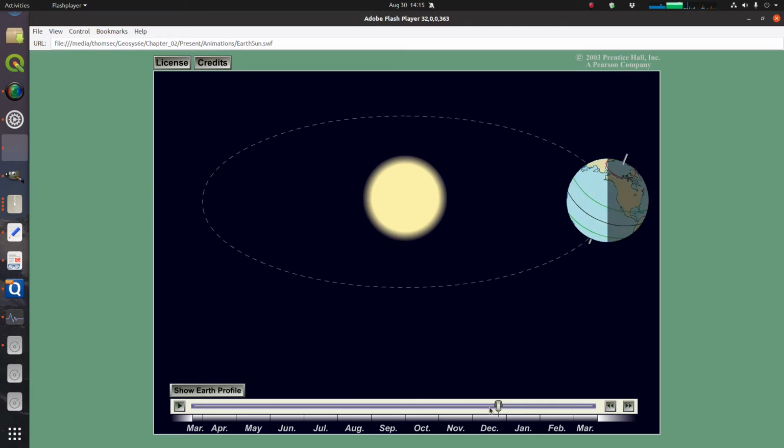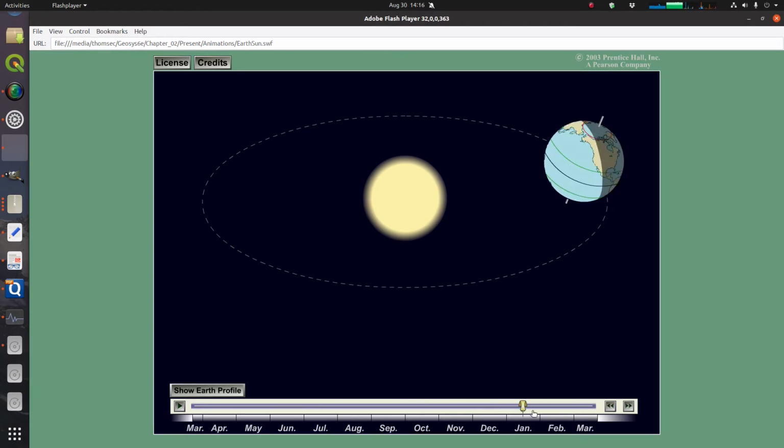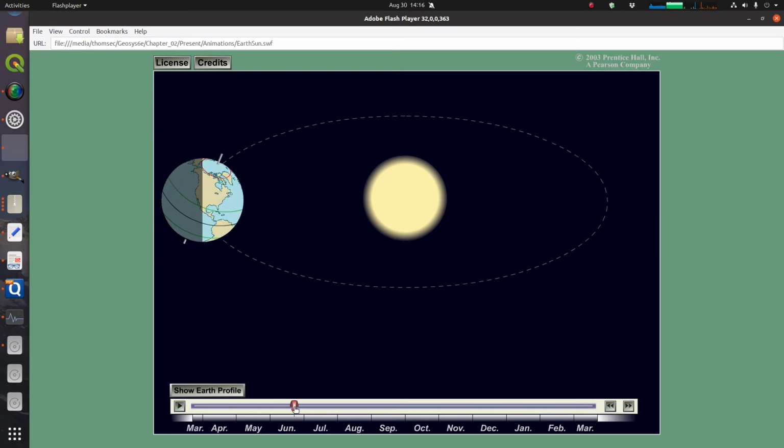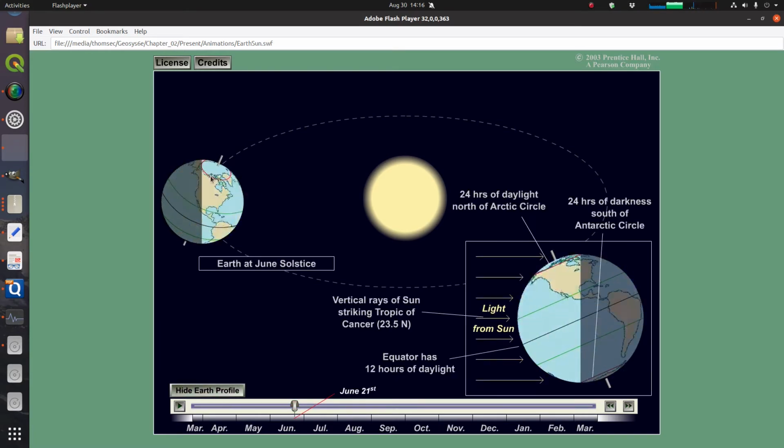So Earth's axis is always tilting 23.5 degrees as Earth revolves around the sun. Because of that, in June, you can see the northern hemisphere is tilted towards the sun. So above the Arctic Circle, they have 24 hours of daylight. Below the Antarctic Circle, they have 24 hours of darkness. And every day of the year, the equator has a 12-hour day.